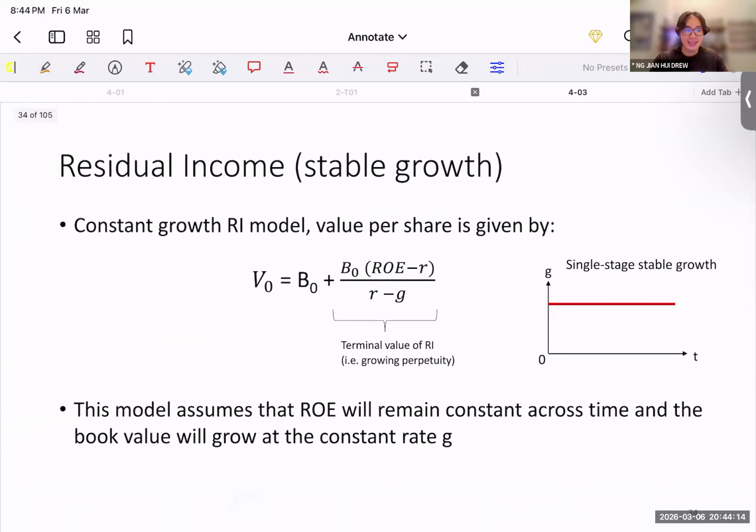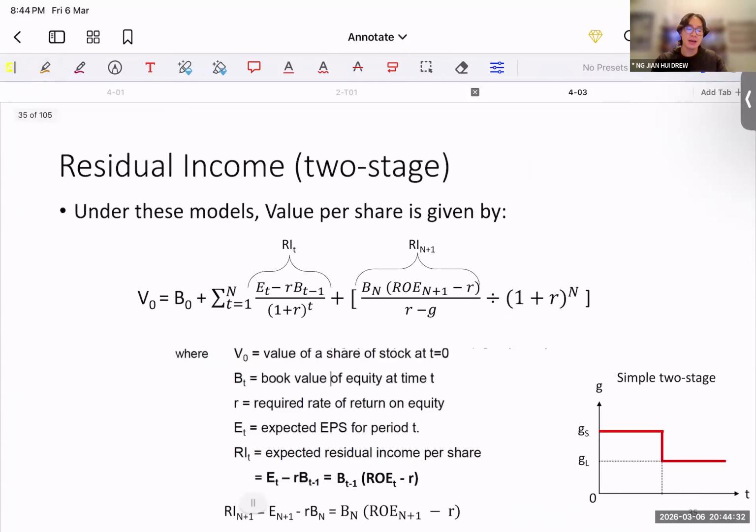Right. So again, this is just a repeat. If it's stable growth, it's just going to be a growing perpetuity, meaning growing at a constant growth rate of G. Okay, it can be a two-stage. I didn't show you the no growth, so no growth is just a perpetuity.